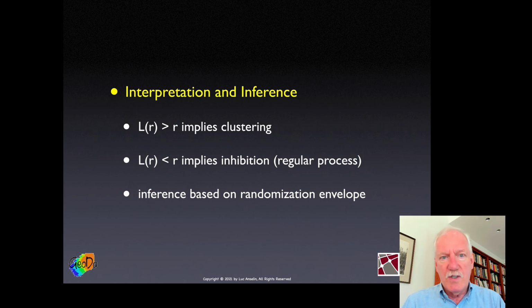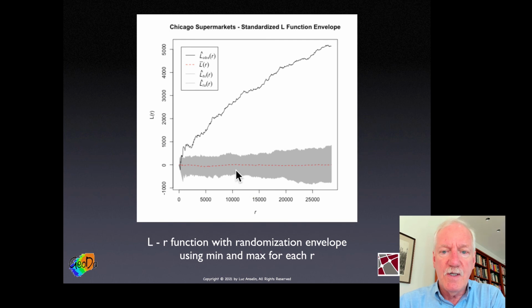So interpretation is the same as before. Why would it change? All you've done to the K function is take a square root and divide it by something, so you haven't changed anything about the relative positioning. If the L function is above r, it's clustering; below, it's inhibition, a regular process. Here you see an example of this, again using our supermarkets. The standardized L function is here, and the null is pretty much a horizontal line with the randomization envelope around it. So the L function is basically the same as the K function, just rescaled.